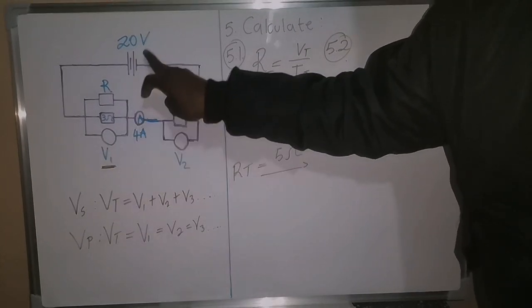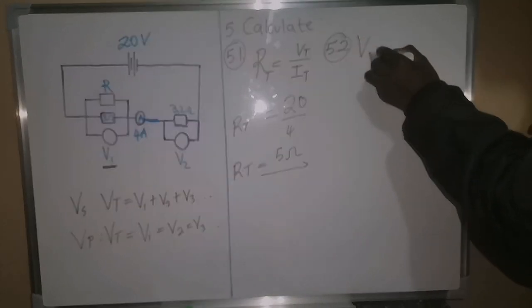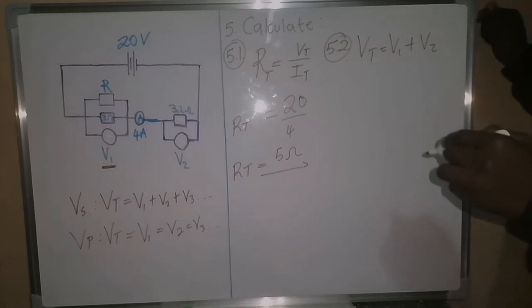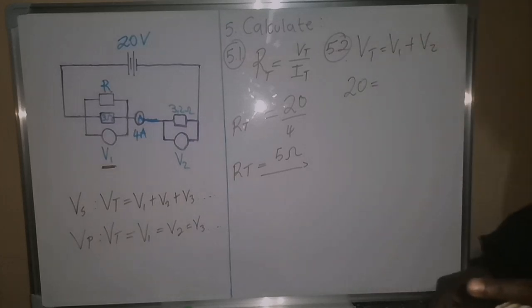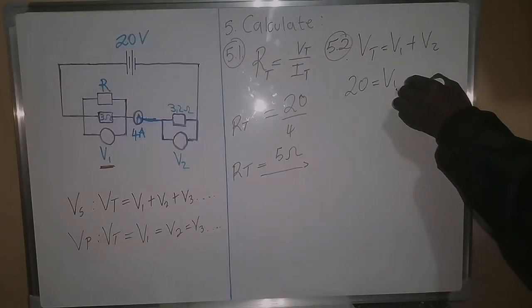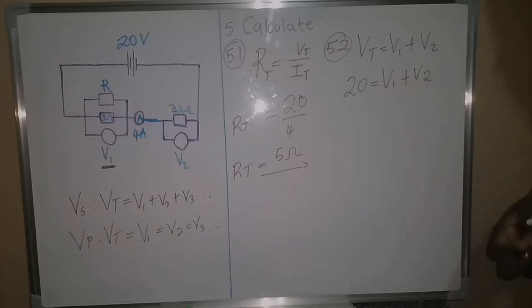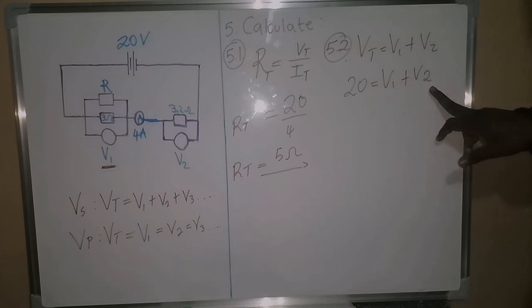For us to find the total voltage, you need to add V1 plus V2. So V total is equal to V1 plus V2. What is the value of our V total? It is 20. The question said that you must find the voltage on V1, this one. So V1, do we have V2? No. Plus V2. Now, here's the trick. For us to find V1, we need to know the value of V2.